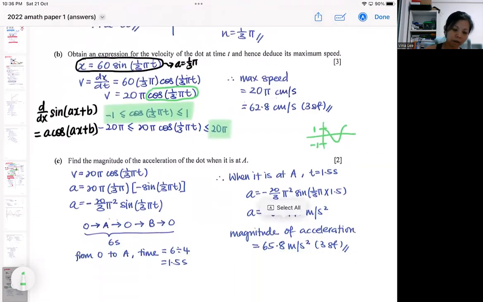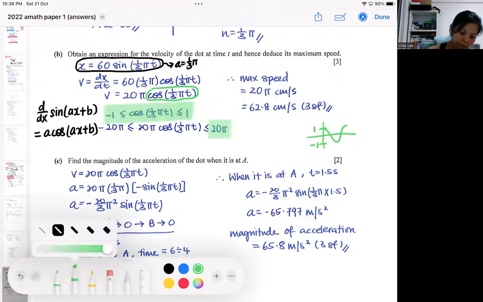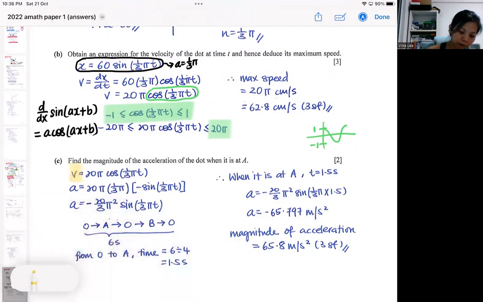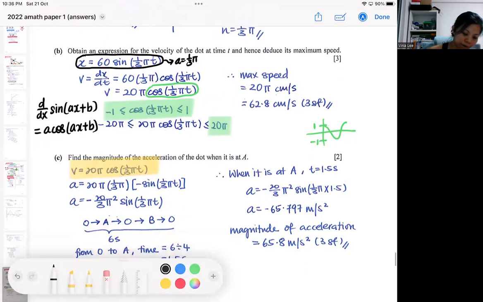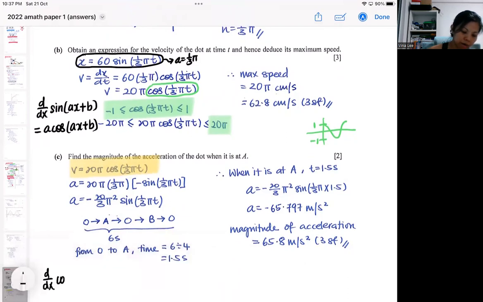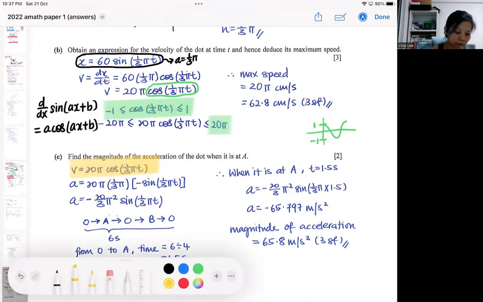Now, the last part, your job is to find the acceleration when it is at A. Getting the acceleration is not difficult. Again, you need to differentiate. From the velocity, you differentiate. You will be using the differentiation of cos ax plus b. Differentiating cos gives a minus sign, so you get minus a sine ax plus b. So you apply that.